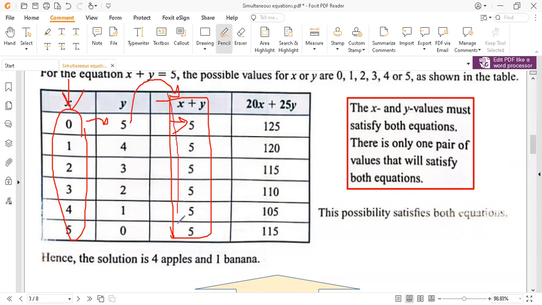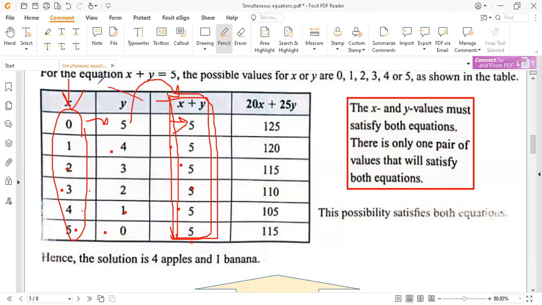We take the simplest equation, x plus y equals 5. What we add to 0 to obtain 5 is 5, what we add to 1 to obtain 5 is 4, adding 3 to 2 will obtain 5, adding 2 to 3 will obtain 5, and 1 to 4 to obtain 5, and finally 0 to 5 to obtain 5. Okay, good.